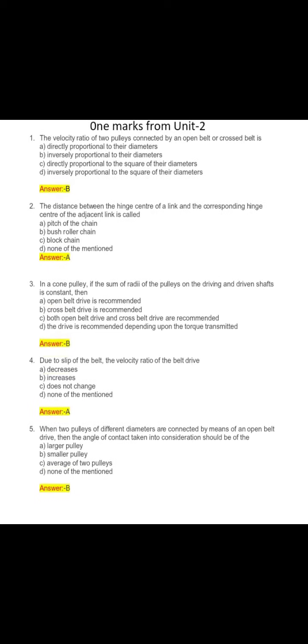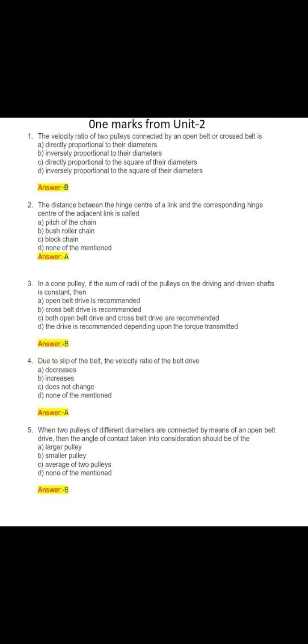I am going to discuss the BME multiple choice type questions. The first question: the velocity ratio of two pulleys connected by an open belt or cross belt is, and there are four options, and the right option is inversely proportional to their diameter.